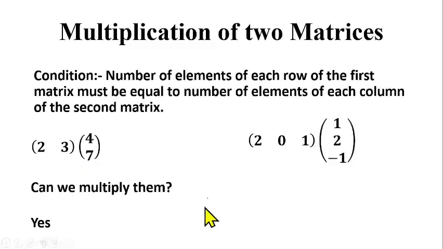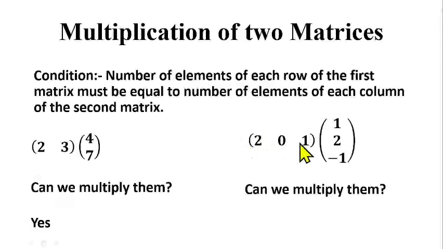Let's see another example. Look at this question here. This is another matrix. How many rows does it have? It has just one row. Good. But that's not what you are using. You are using the number of elements in the row. How many elements do we have in this row? 3 elements. Look at the second matrix. How many elements do we have in this column? It has 3 elements in the column. So can we multiply them out? Yes, we can. 3 elements in the row, 3 elements in the column. So that means they can be multiplied out. Do you understand that?